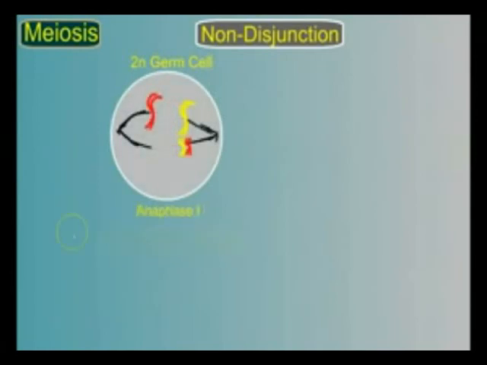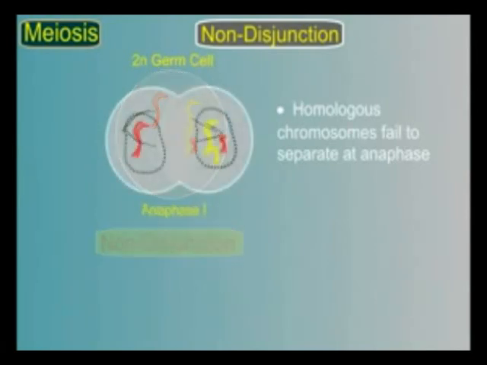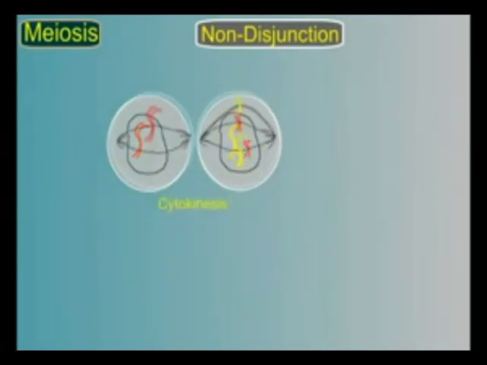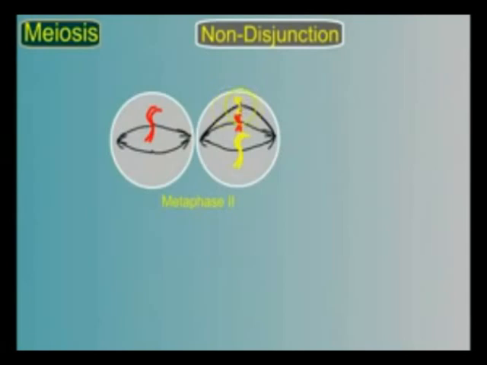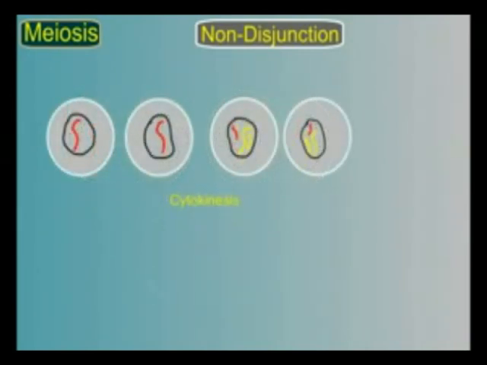So what if this happens? See the mistake? This is non-disjunction, when homologous chromosomes fail to separate at anaphase 1. We finish meiosis and see what we shall have. We go to telophase and then cytokinesis and into meiosis 2. And notice these duplicated chromosomes should be over here. But the cell continues on with division and we move forward. And at the end, we have our last cytokinesis and we have our gametes, which naturally are supposed to be haploid.